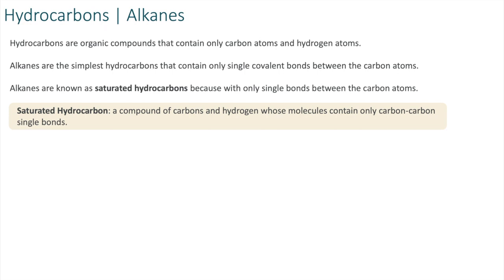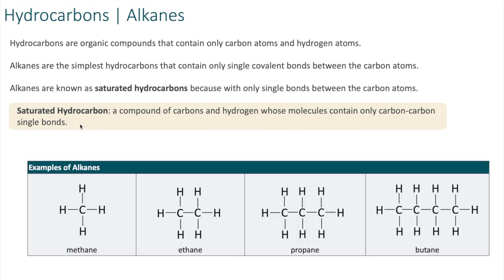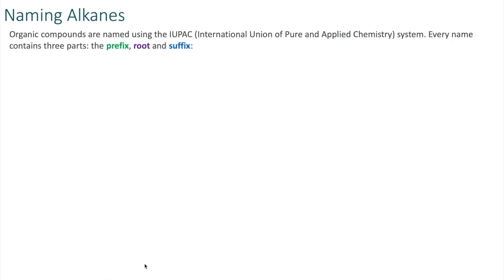And we'll take a look at some other examples where there are double bonds and triple bonds present in a future slide. So examples of alkanes: methane. This is the simplest alkane. It just has one carbon. Ethane has two carbons. Propane, 3 carbons, and butane has 4 carbons. So these are some common alkanes and the simplest that we can represent.